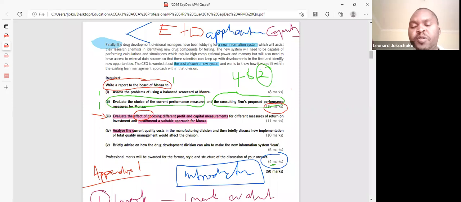I would recommend Monza to use the return on equity. This is because the primary purpose of Monza is to create wealth for the shareholder. So this is the main reason why I choose it.